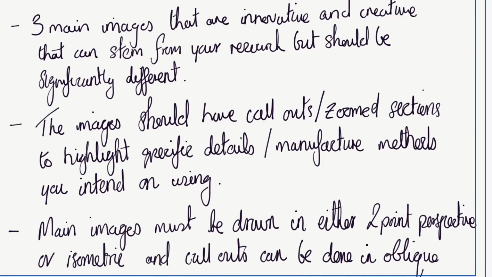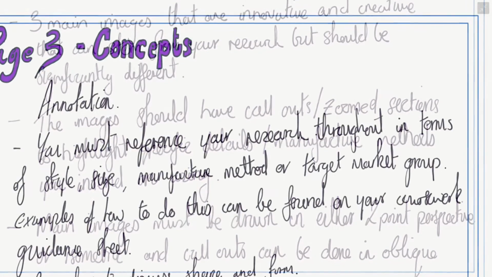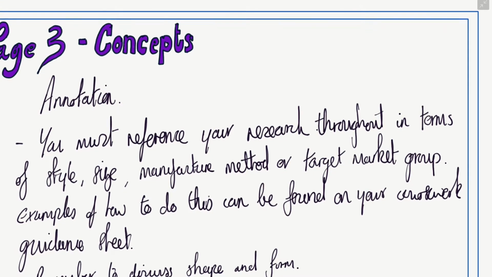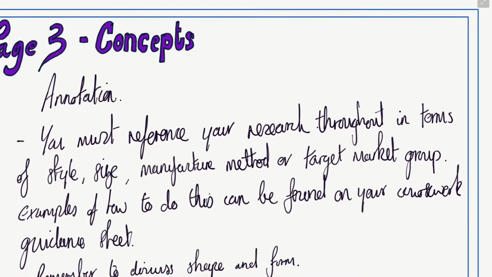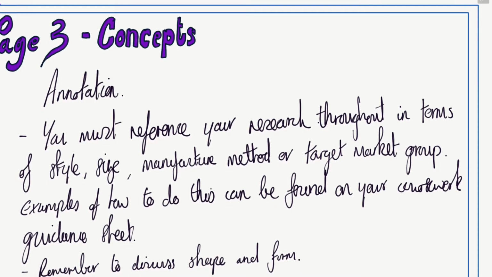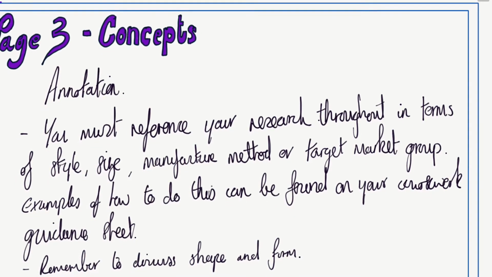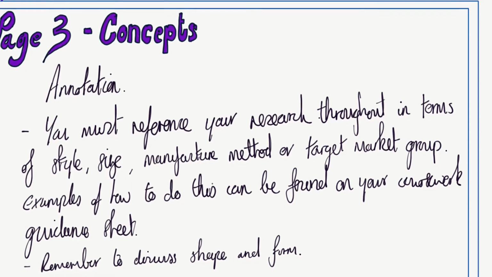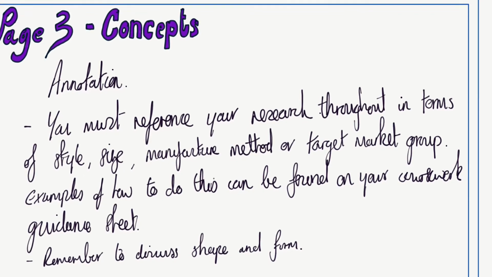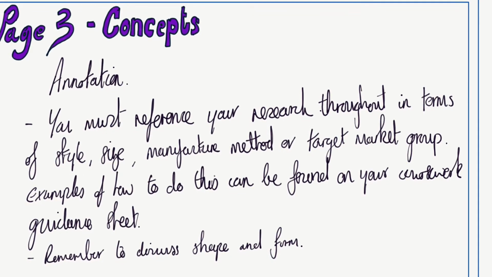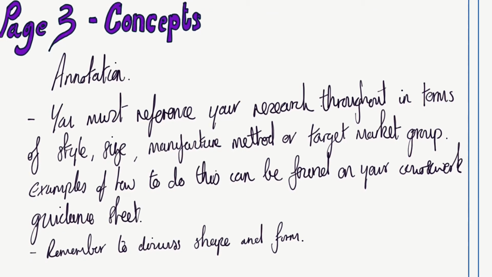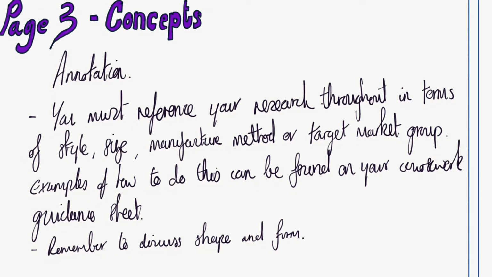Coming up now, we're going to look at annotation. The annotation side of this, you must reference your research throughout in terms of style, size, manufacture method or target market group. Examples of how to do this can be found on your coursework guidance sheet, but you must cover all factors throughout the page. This is to show that you have a depth of understanding regarding your specification that you've typed, but also that you're aware of how your designs are posed overall. Remember to focus on shape and form during your discussion as well.